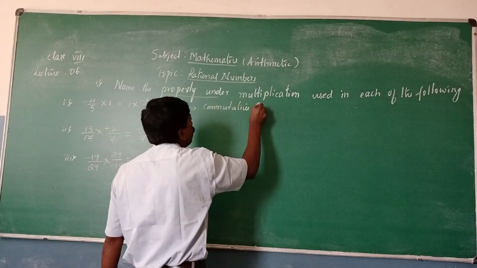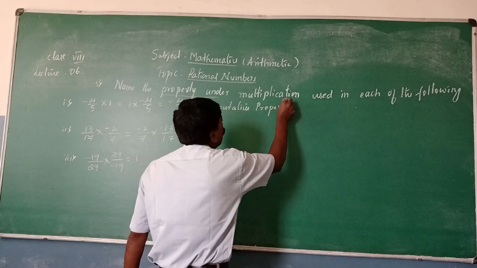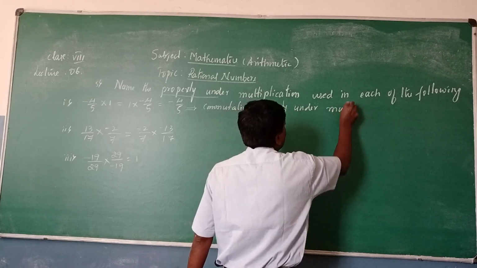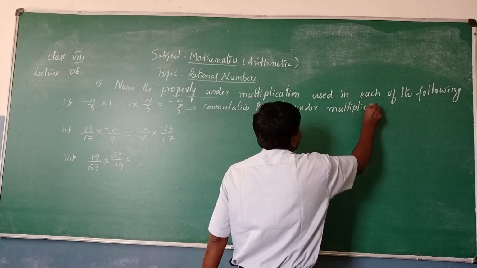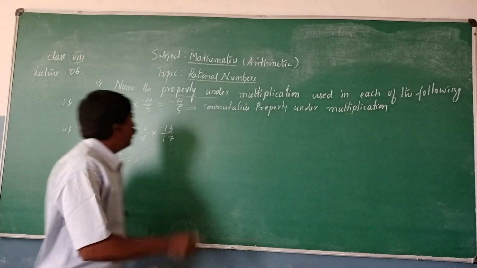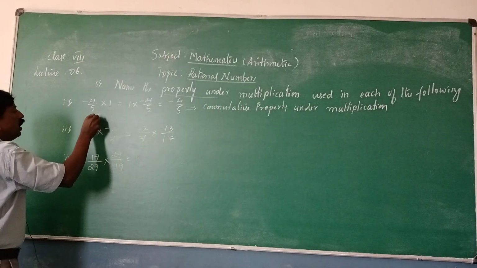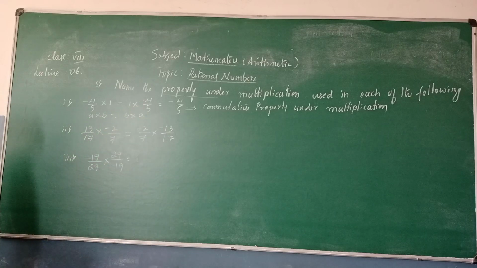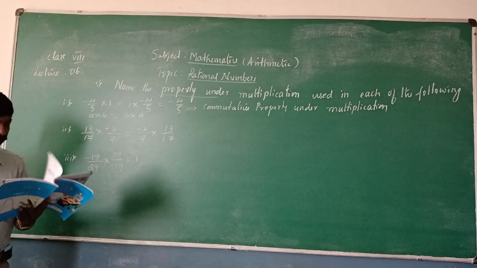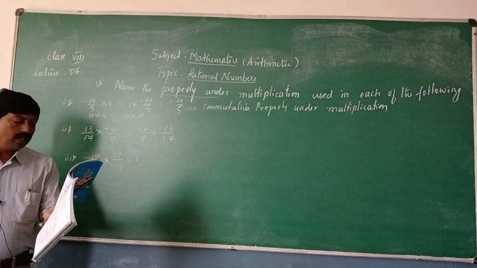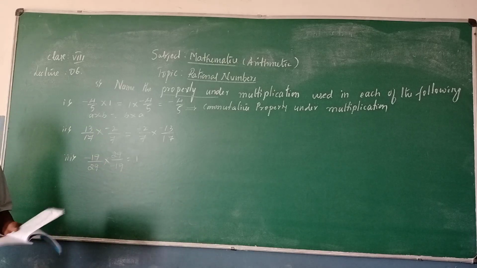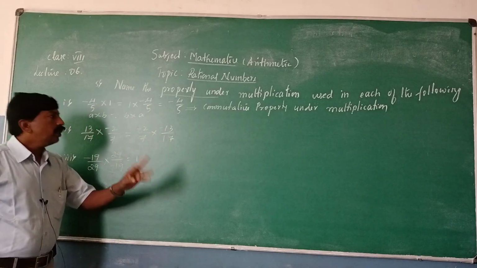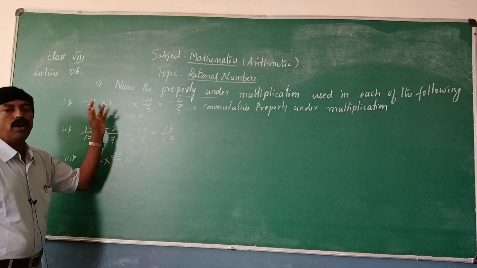Commutative property under addition or multiplication? Under multiplication, because here we use the multiplicative symbol, which is A into B is equal to B into A. And also 1 is the multiplicative identity element. But what property do we use here? We used the commutative property, that too under multiplication because of the product sign.